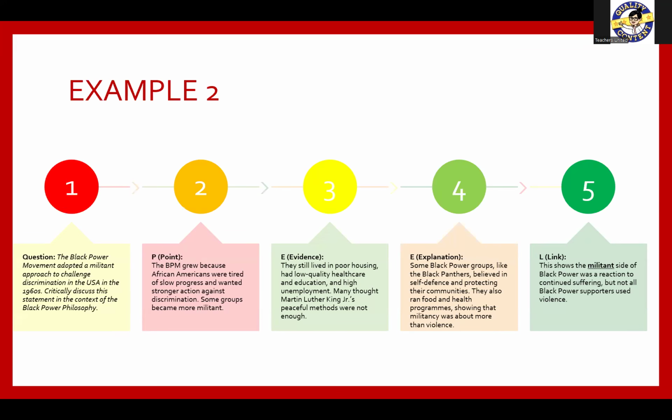The question was, the Black Power movement adopted a militant approach to challenge discrimination in the USA in the 1960s. You had to critically discuss it. So the point would be the Black Power movement grew because African Americans were tired of the slow progress and they wanted stronger action against discrimination. So some groups became more militant. So what do you see there?